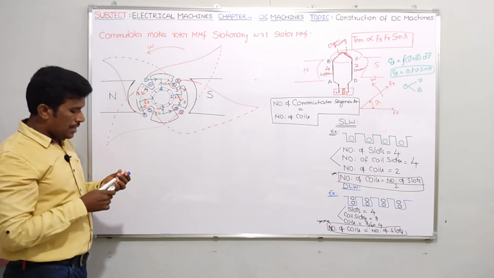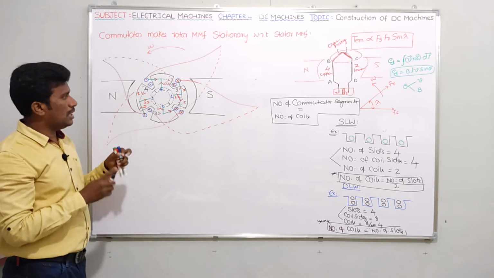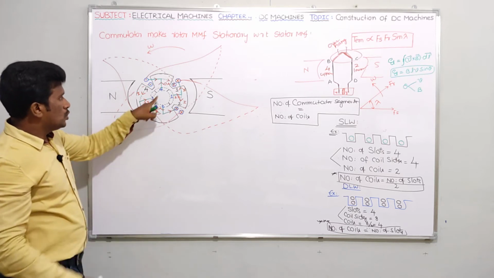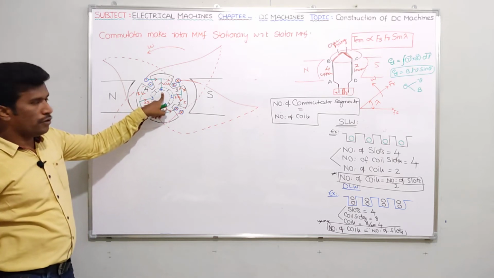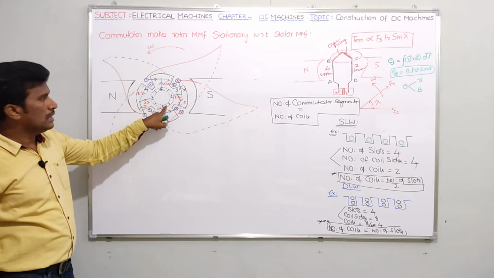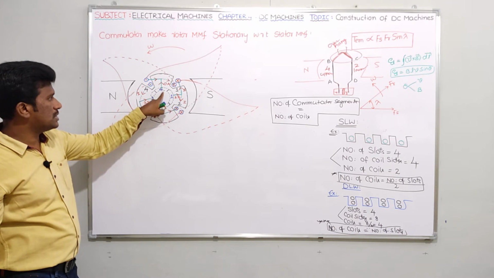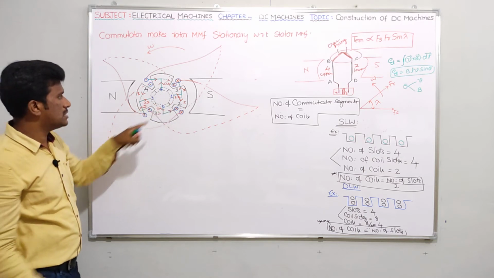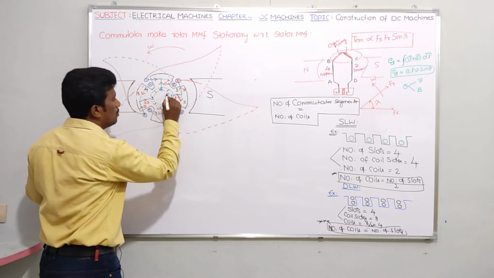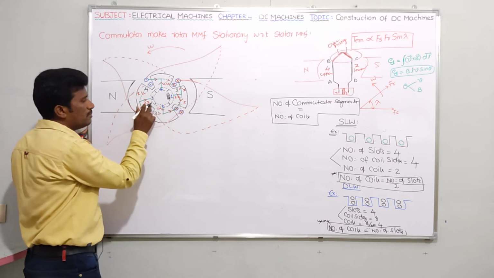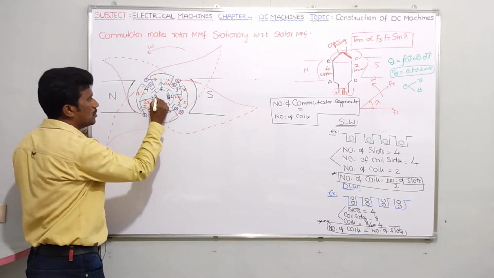Okay. Now please let me show the brushes also here. Do you have any current from segment number 4? No. Do you have any current from segment number 2? No. Therefore there is no need to connect brushes here, guys. Do you have any current from segment number 1? Yes, 2 amperes is the current. Let me show a brush like this. And do you have any current from segment number 3? Yes. So let me show once again like this.